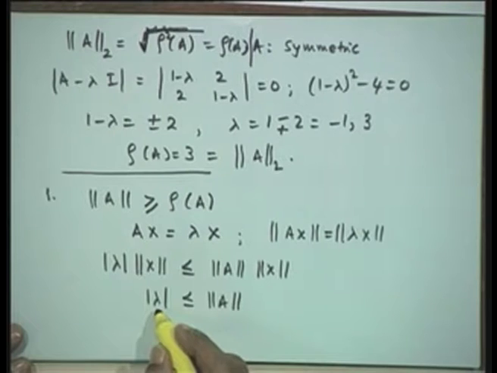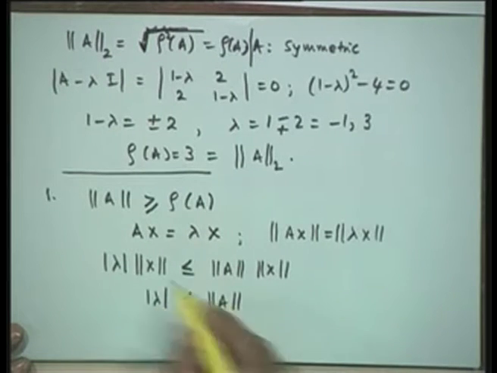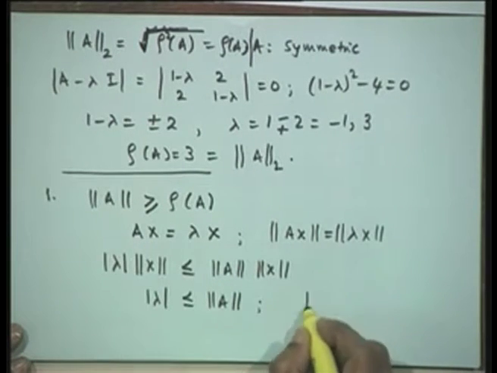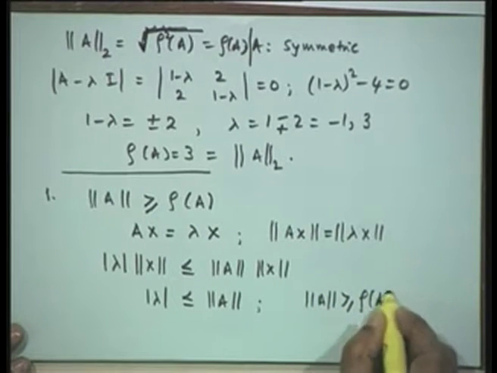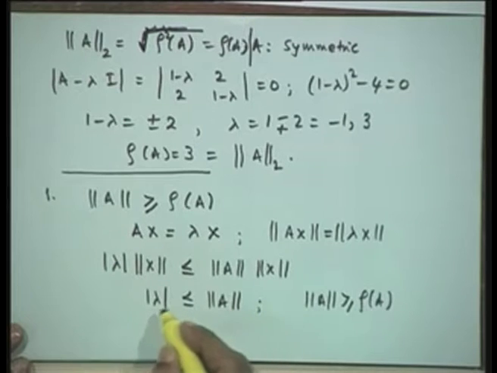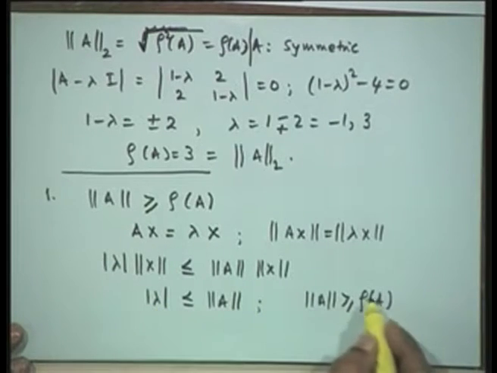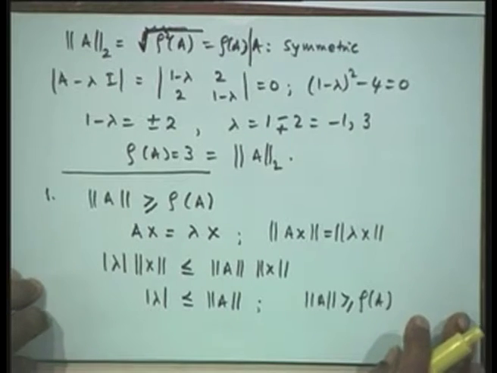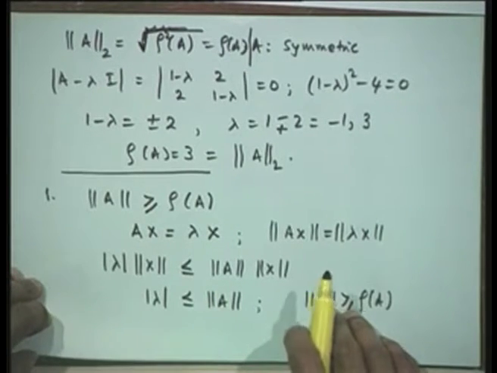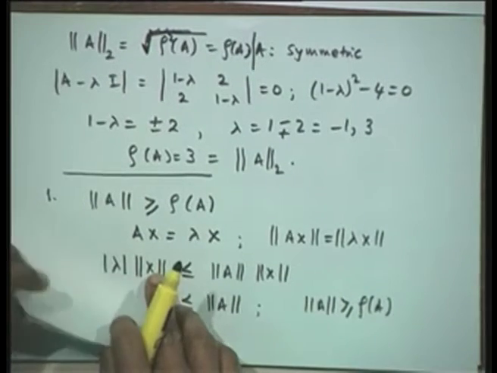This result is true for all eigenvalues of A. Therefore, we have the given result, that is norm of A is greater than or equal to spectral radius of A. So, just reverse this. This is true for all lambda, therefore, it is true for spectral radius. Therefore, norm of A is greater than or equal to spectral radius of A. Therefore, the norm gives the upper bound for the eigenvalues.